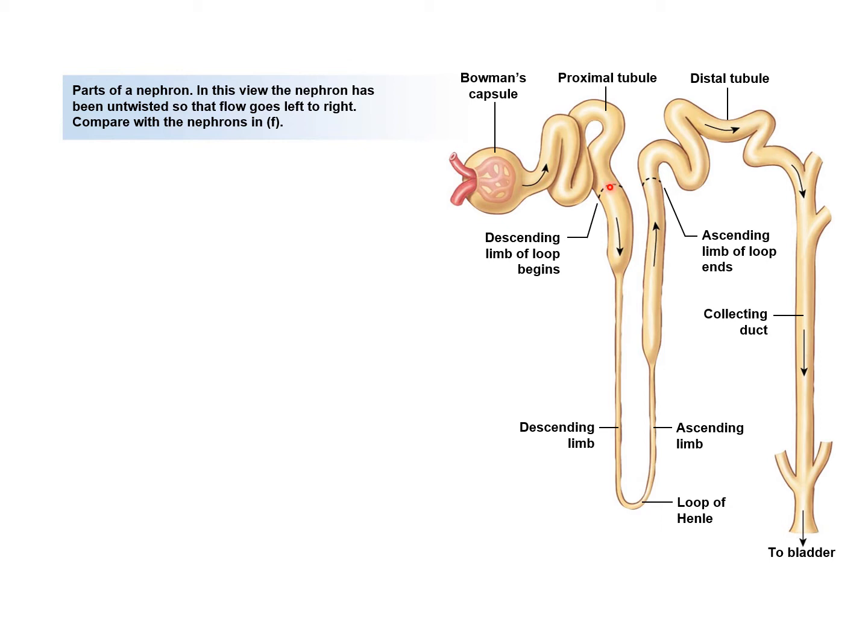Then we have the loop of Henle. We have a descending loop of Henle, then we have an ascending loop of Henle. Two very different functions, descending and ascending, by the way. We have the distal tubule, and then we have the collecting duct. And all of these structures have different functions.